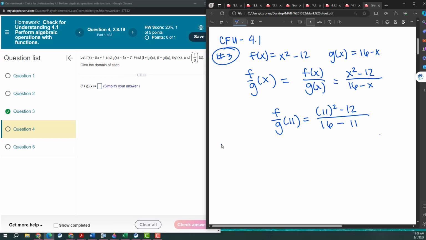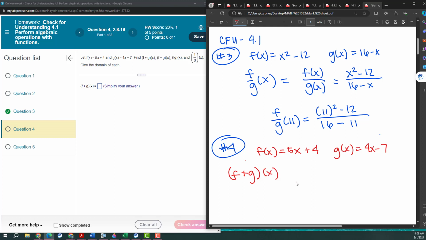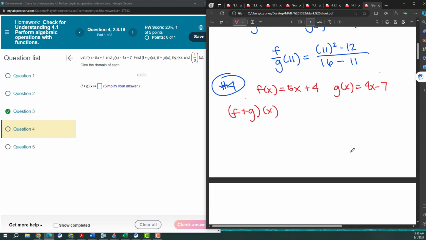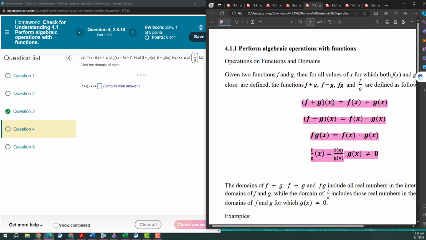So we have, let me do a different color. We have that f of x equals 5x plus 4. G of x equals 4x minus 7. And we want to find f plus g of x. So we're going to find everything. We're going to do f plus g of x, f minus g, times, and then divide. So remember our rules. We just basically are breaking them up.